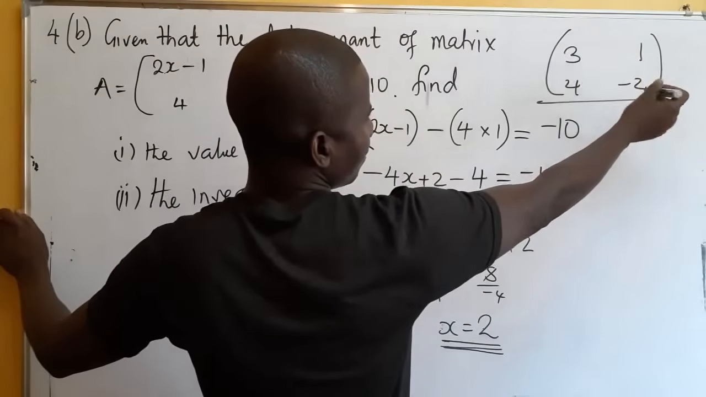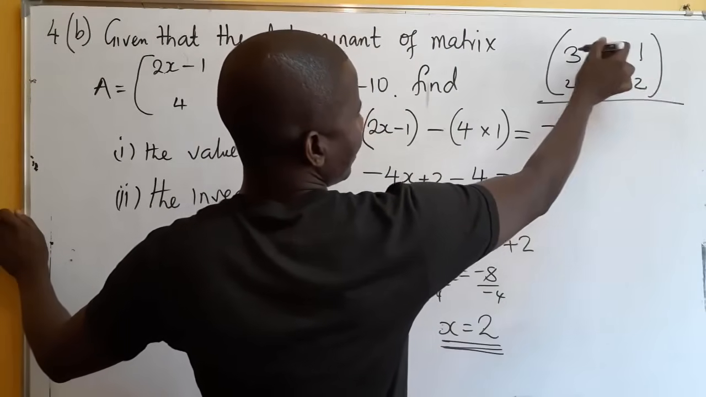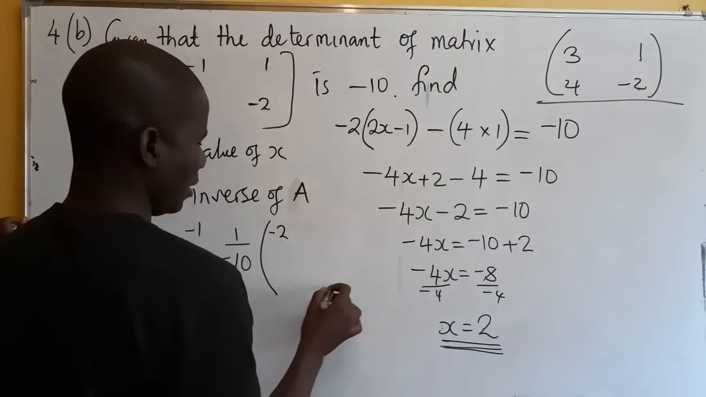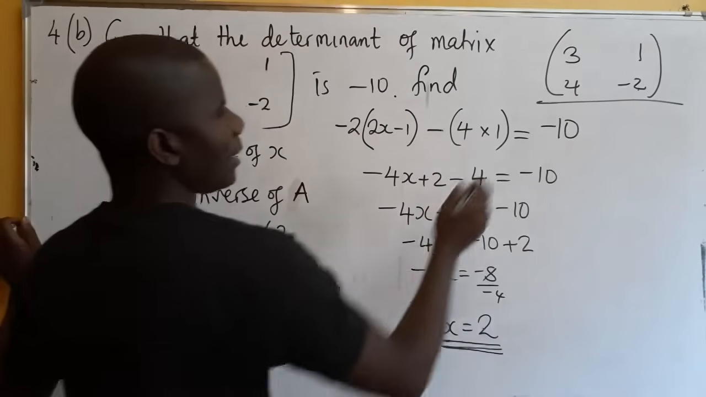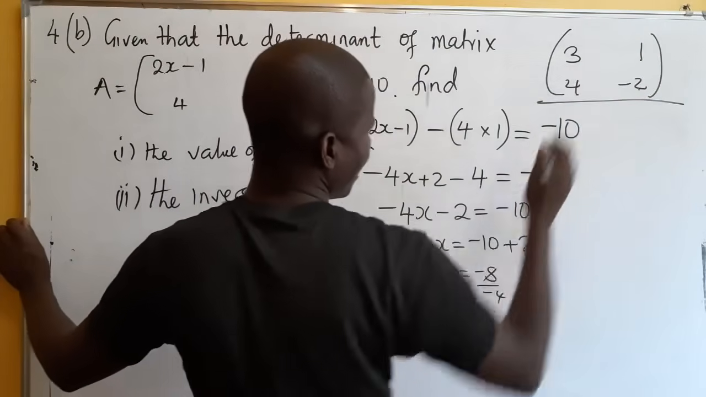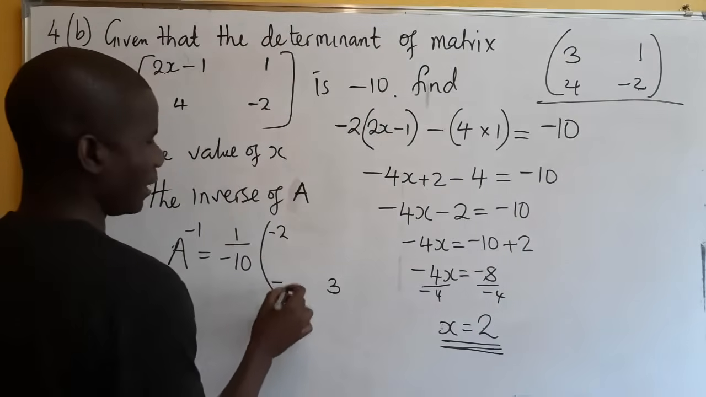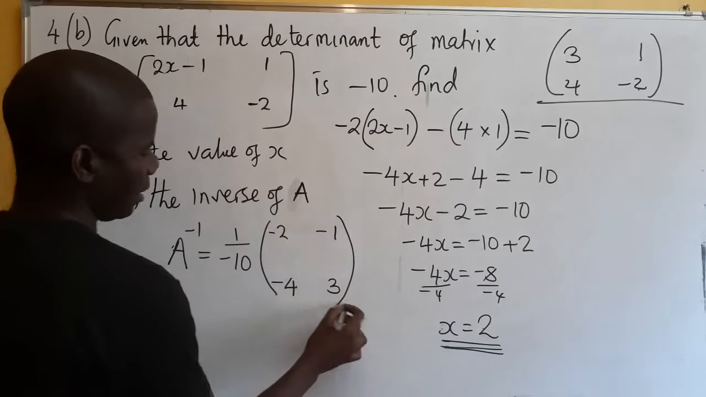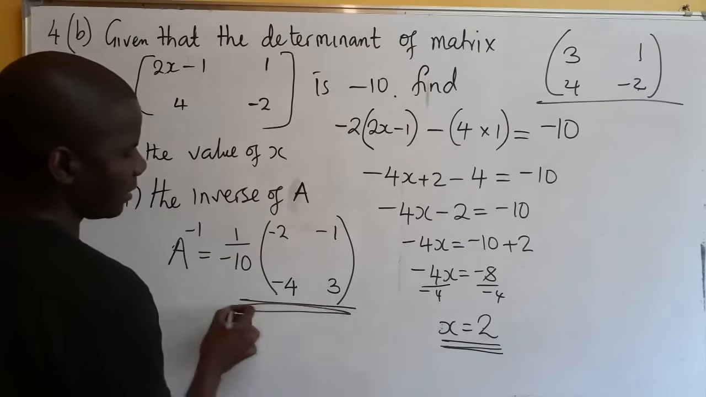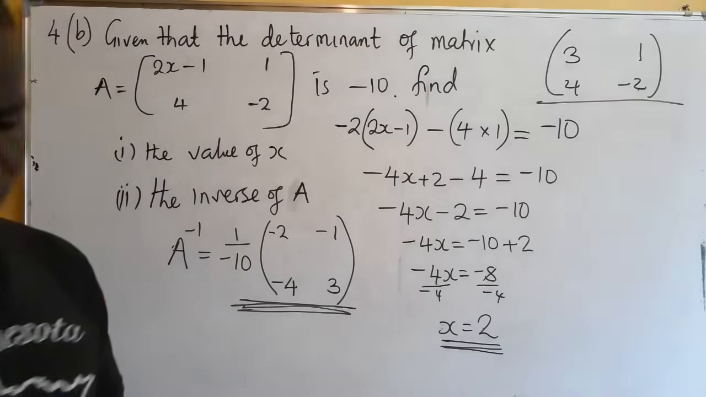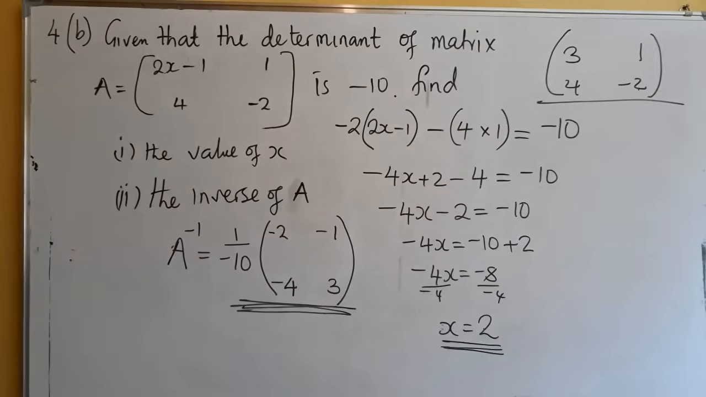What is the adjoint of this matrix? So this one and this one, they will switch positions. So we have negative 2 and then 3 here. And these ones, they change their signs, or we multiply them by negative 1. So we're going to have negative 4, negative 1. So this one is the inverse here. The inverse of A is this one here. Okay? That is what we are expected to find.